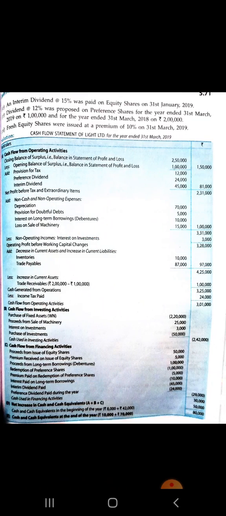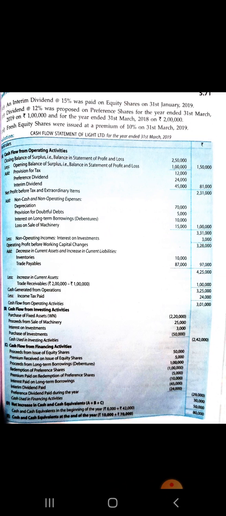Investing activity, sale of fixed asset 2,20,000. Purchase of fixed assets 2,20,000. Sale of machinery 25,000. Interest on investment 3,000. Purchase of investment 50,000. Purchase of fixed asset and purchase of investments are outflows of cash. And interest received on investment and proceeds from sale of machinery are inflows of cash. Net amount after adjustment is rupees 2,42,000, that is the cash used in investing activity.